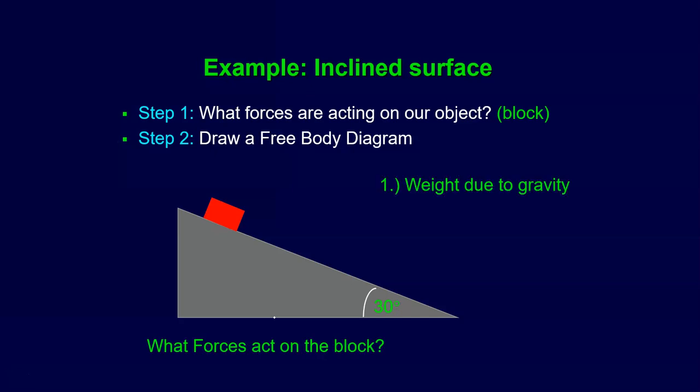Okay, so what forces act on the block? There's the weight due to gravity, mg, which is straight down, and then the normal force, which is going to be, as usual, perpendicular to the surface. Now, there could have been friction, but we're told in this problem that it was frictionless. So it's like an ice surface on this incline or whatever, and we can neglect friction. So this would be our first two steps. We've drawn a free body diagram, and we've figured out what our forces are.